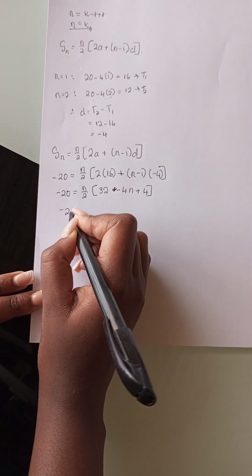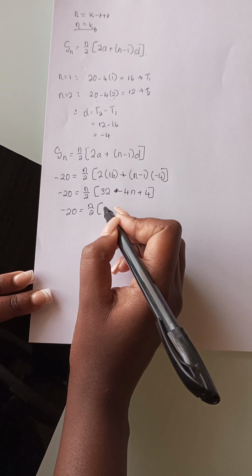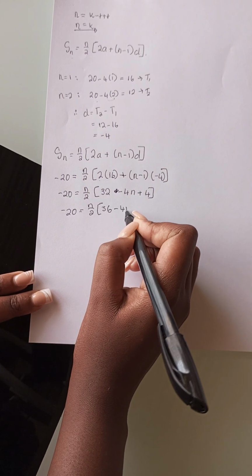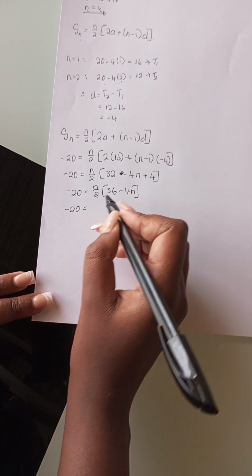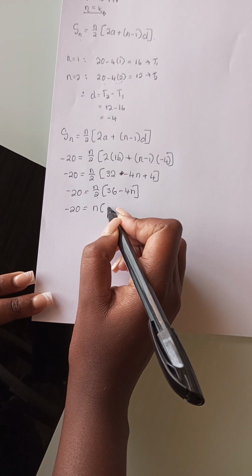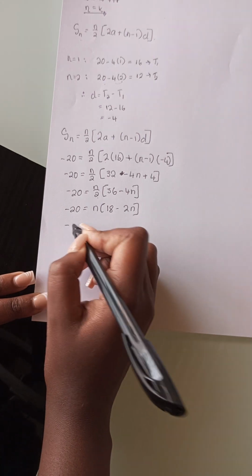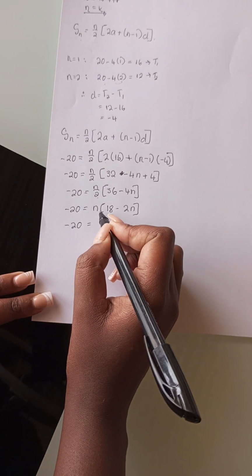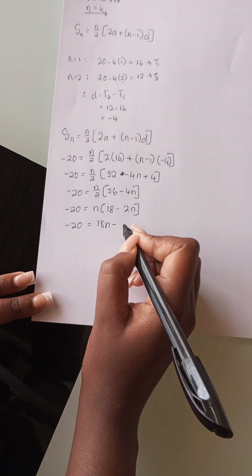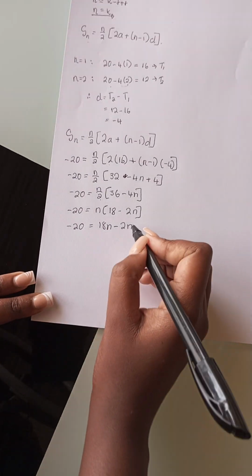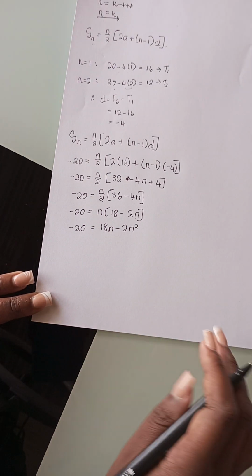Okay, then we have negative 20 is equal to n over 2 into, we have like terms, it's going to give us 36 minus 4n. This 2 divides everything inside the brackets, so we're going to have 18 minus 2n, and then negative 20. Let's remove these brackets. We're going to have 18n minus 2n squared. It's n times negative 2n, which is negative 2n squared.